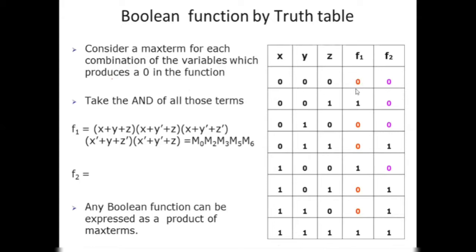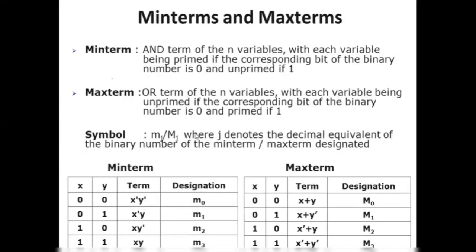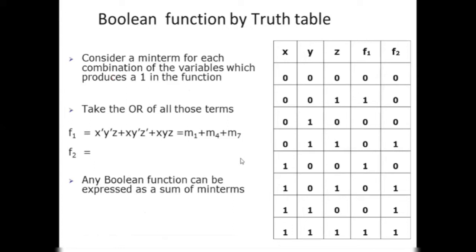Why do we represent it by a 0 rather than 1? Because the max term definition also says that we represent those 0th values with unprimed variables. So that's how we can represent a Boolean function by a truth table with either min terms or max terms.